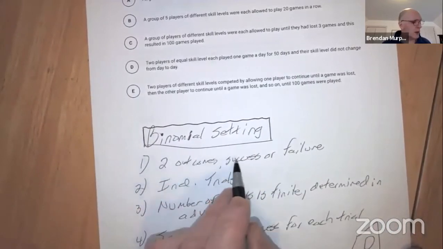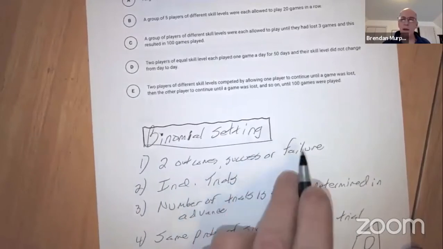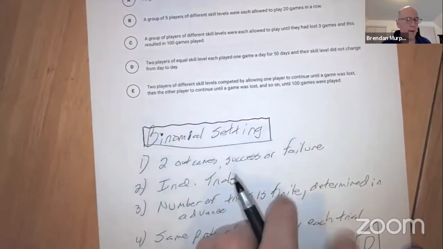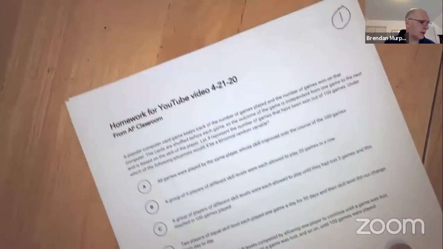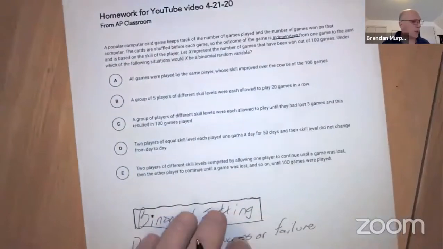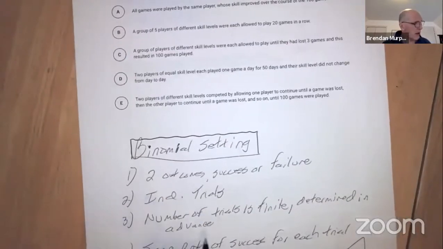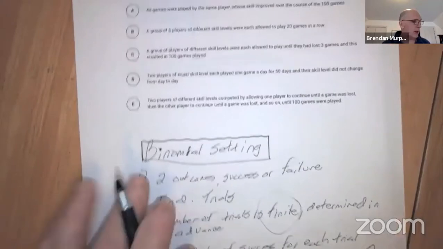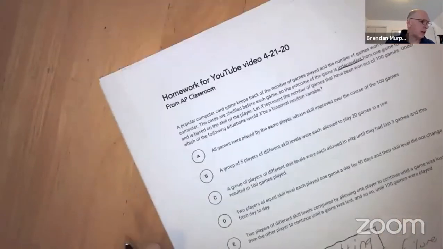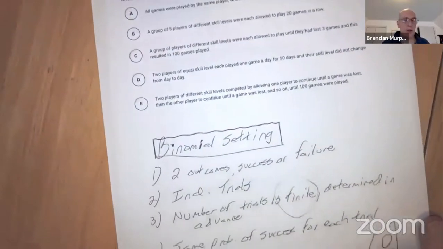We have two outcomes: a success and a failure, win, loss, in, out type of deal. We have independent trials. Well, we did see that word up here somewhere, so that was good. So it feels like we've met that condition. The number of trials is finite, meaning fixed, or we can count them, it stops. Determined in advance. Well, I think we had that, right? Didn't it say we were going to play 100 games? So that feels good. It feels like I've met those two.